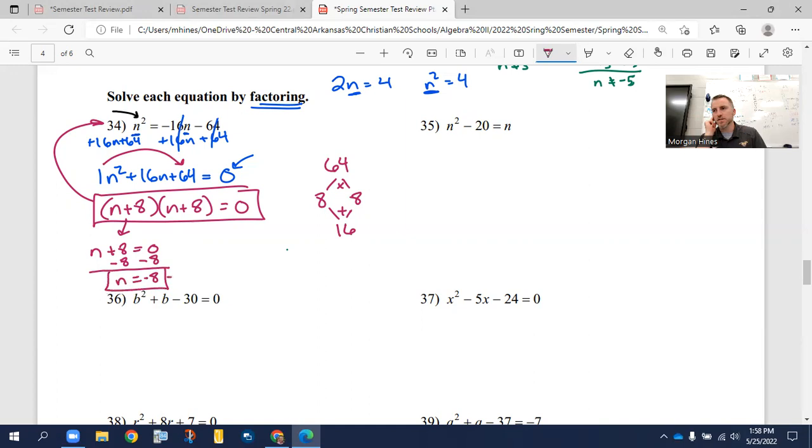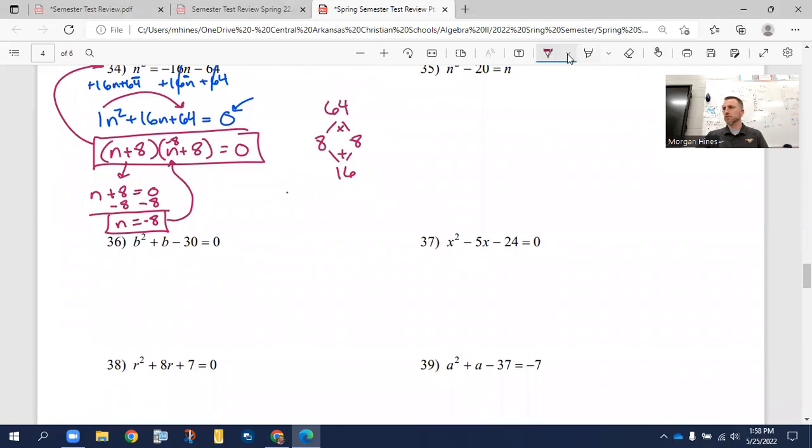What that means is if I plug in a negative 8 for these n's, negative 8 plus 8 is 0, so 0 equals 0. That's my solution. Both factors are the same. This is called multiplicity, but both of our answers are negative 8. There's only one unique answer.